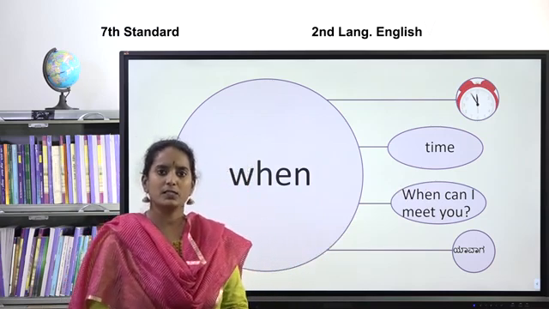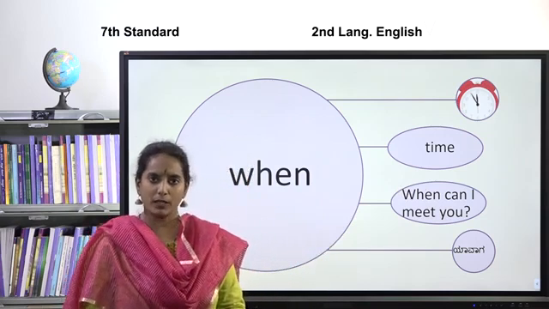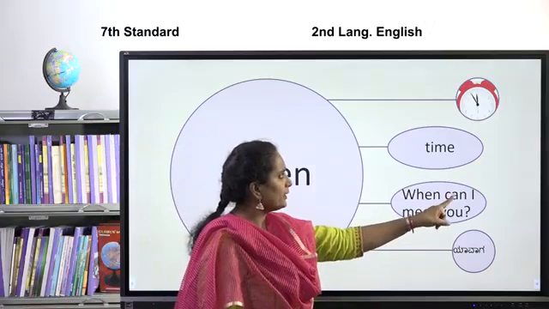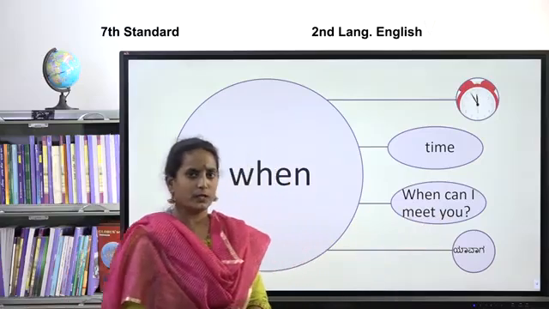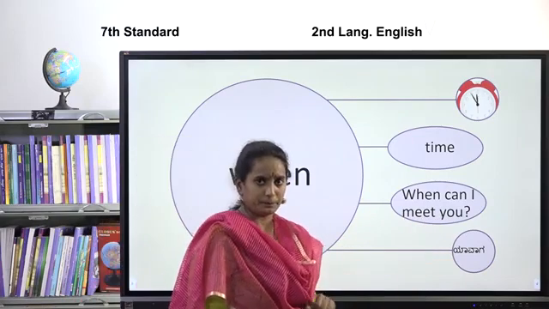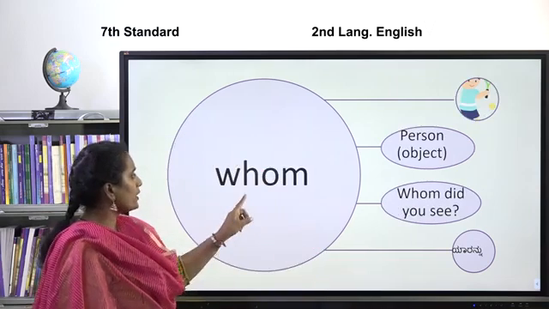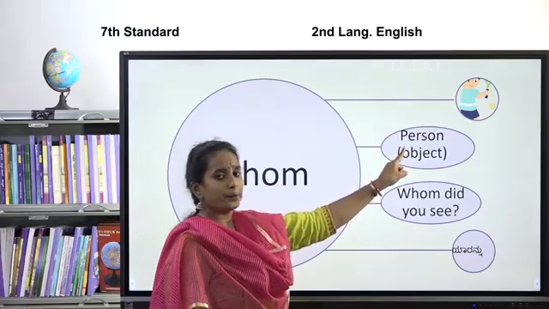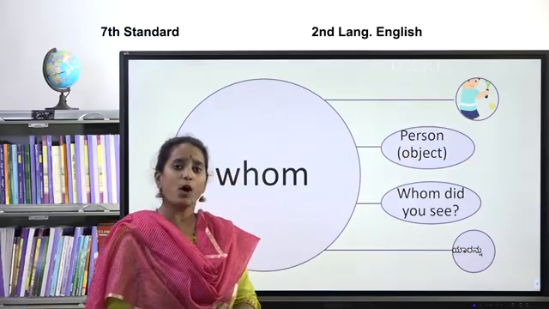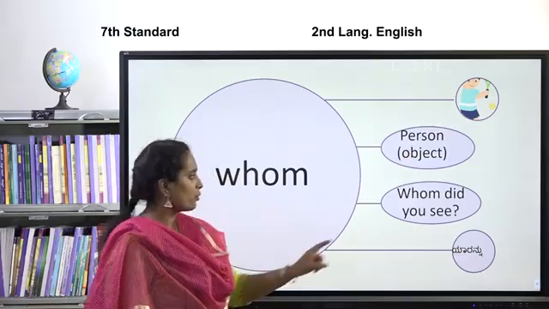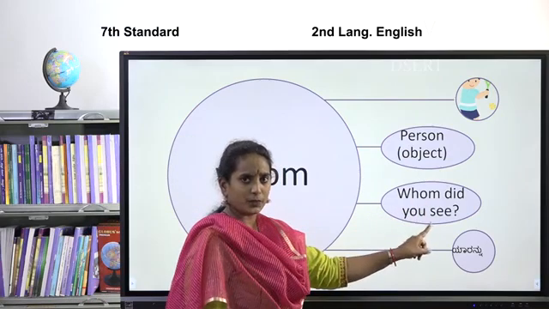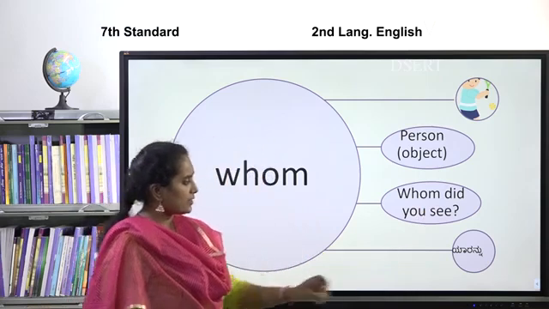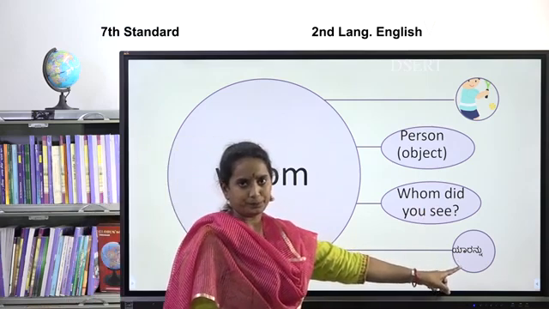Next word, when. We use the question word when to specify the time. It could be the date or day, month, duration and such things. For example, when can I meet you? In Kannada, yavaga. The next question word is whom. We use the question word whom for a person when it is an object in a sentence. Whom did you see? In Kannada we say yarannu.